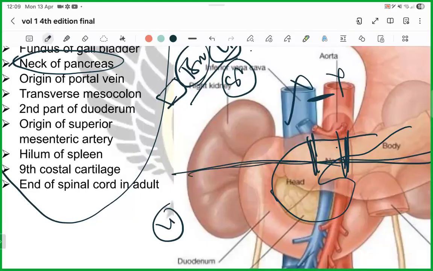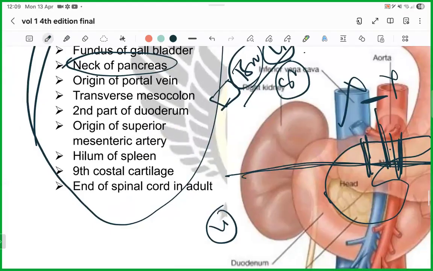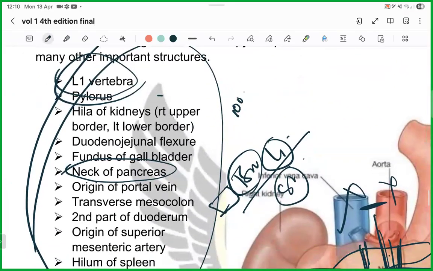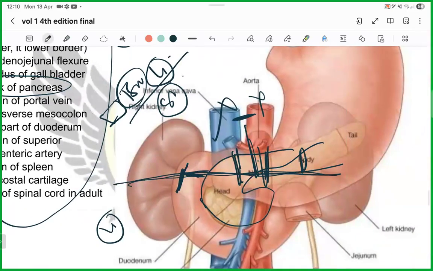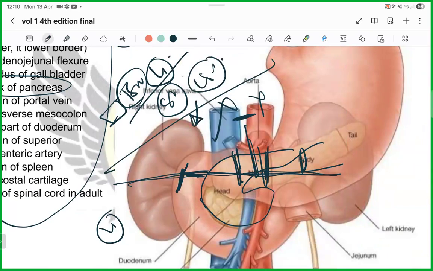You need to know all the organs at this level and the serial of it. They will ask you questions like this, so you must know all of these, 100% important. You can see very clearly that here we have pylorus and hilum of the kidney, both kidneys. But here we have liver, so this kidney is slightly down. So right kidney, upper pole of hilum, and left kidney, lower pole of hilum. And then we have neck of the pancreas.